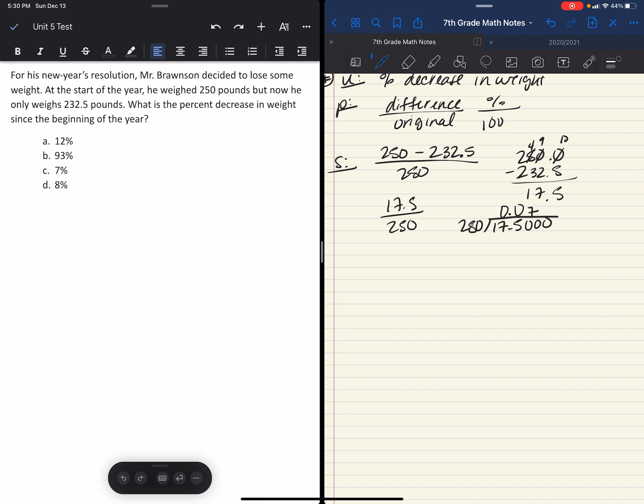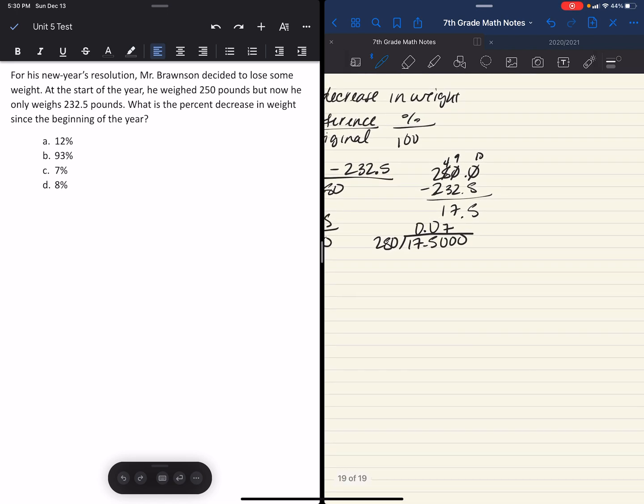So I know 250 can go into 1,750 7 times. And I'm going to prove it over here. 250 times 7, just to double check. 0 times 7 is 0, 5 times 7 is 35, carry the 3, 2 times 7 is 14, plus 3 is 17. There it is, 1,750.